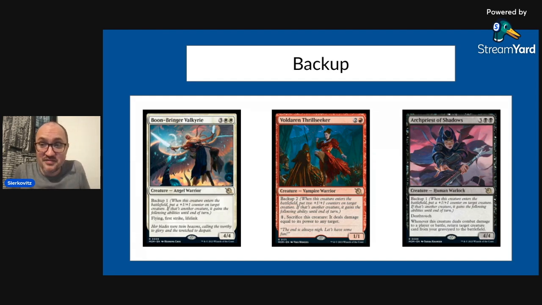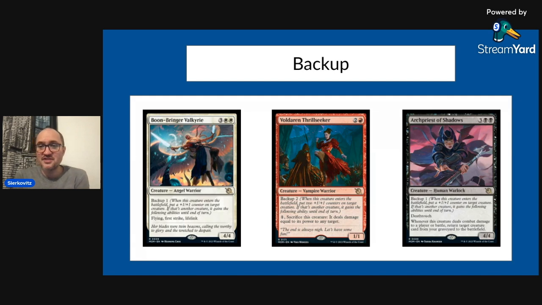For example, Archpriest of Shadows, the next one, it's a 5 mana 4/4. It has a backup 1, and the abilities it has is Deathtouch. And the second ability is whenever this creature deals combat damage to a player or battle, return target creature card from your graveyard to the battlefield. So, for example, you have a 1/1 flyer somewhere there, you play Archpriest of Shadows, you give the 1/1 flyer a +1/+1 counter, and then it attacks, and then it basically reanimates anything from your graveyard whenever it deals damage to the battle or creature. Not Planeswalker, by the way.